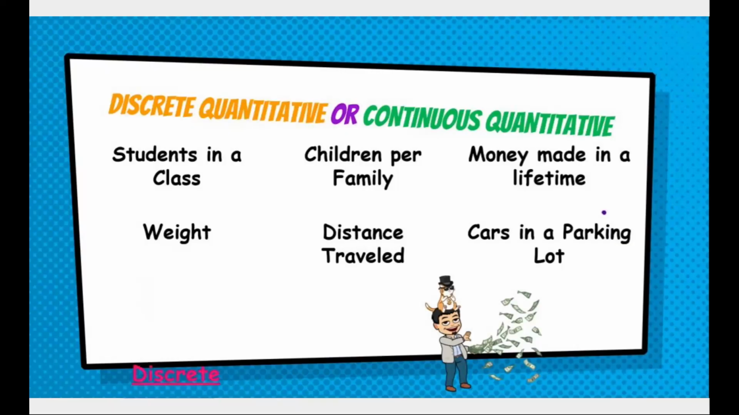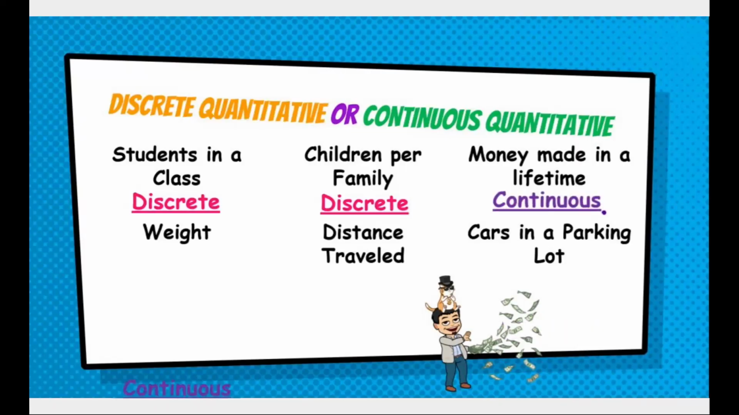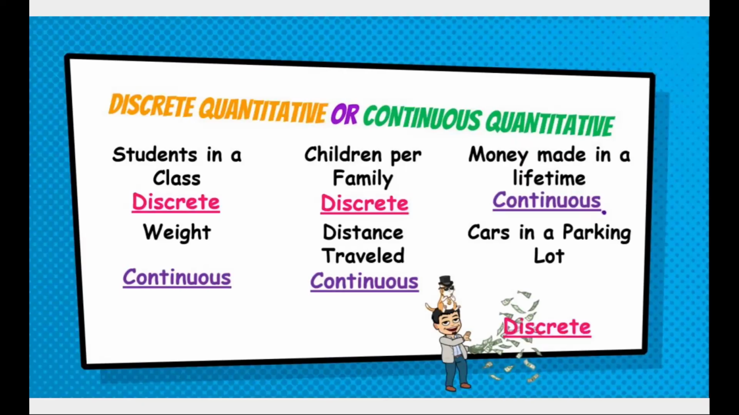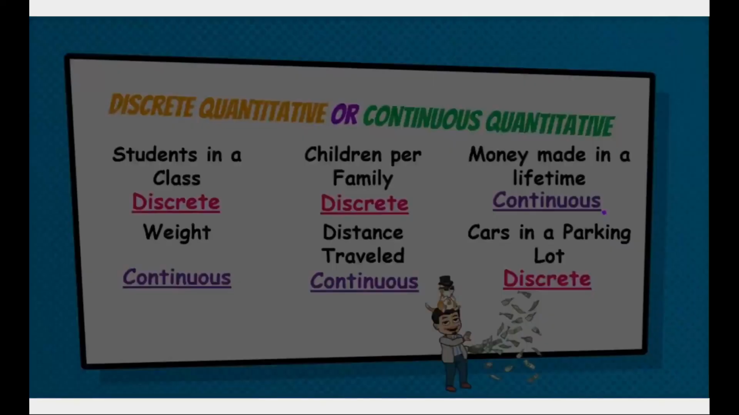So let's look at the quantitative real quick. These are our two types that we talked about, discrete and continuous. Which one is which? Just ask yourself, can you count those? Students in a class can be counted, so that would be considered discrete. Children per family can also be counted, so that would be discrete. You can't count the money you make in a lifetime, so that would be continuous. Your weight is also something that can't be counted. Distance traveled is continuous as well. And cars in a parking lot is something that you can count.